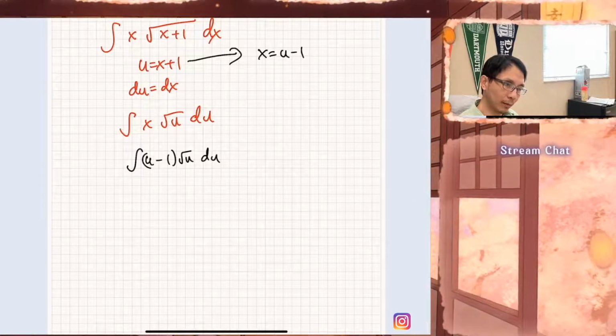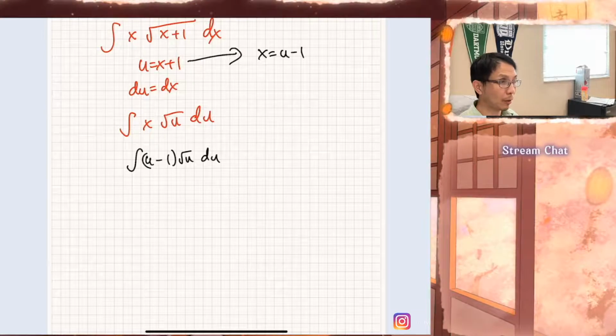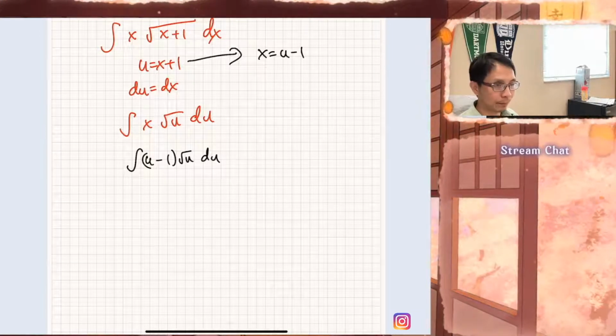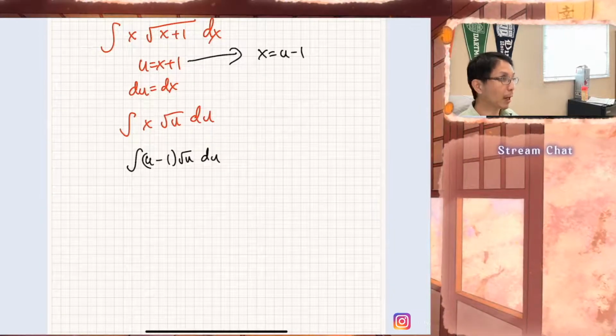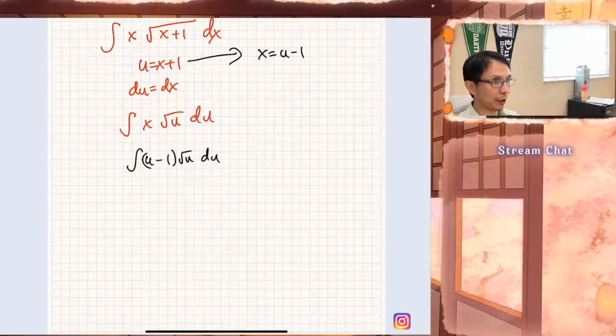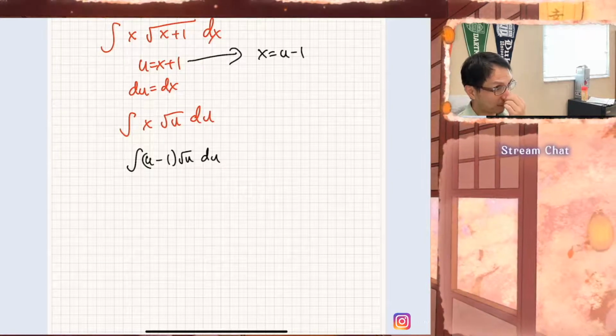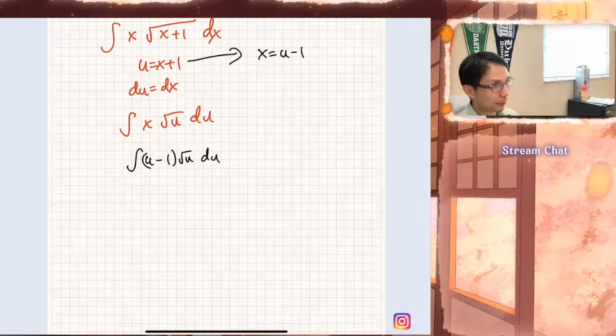Why in order to take the integral does everything have to be in terms of u? Everything has to be in terms of the same thing in order to do the antiderivative with respect to u.